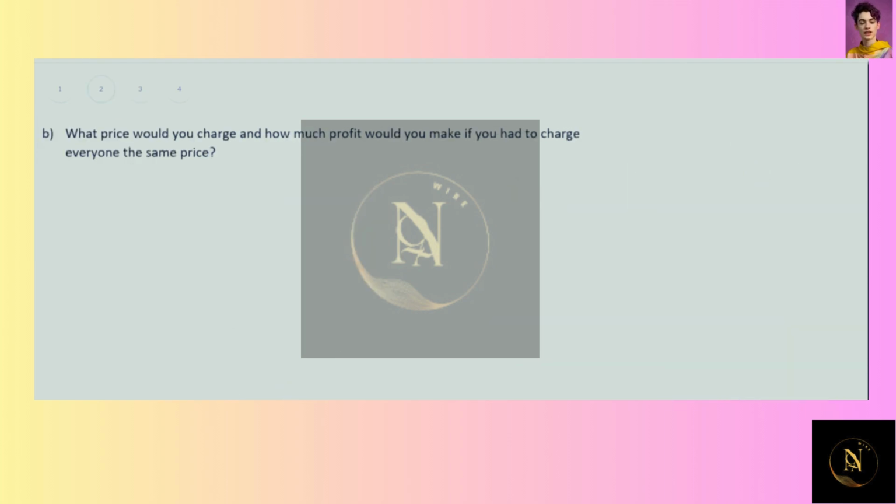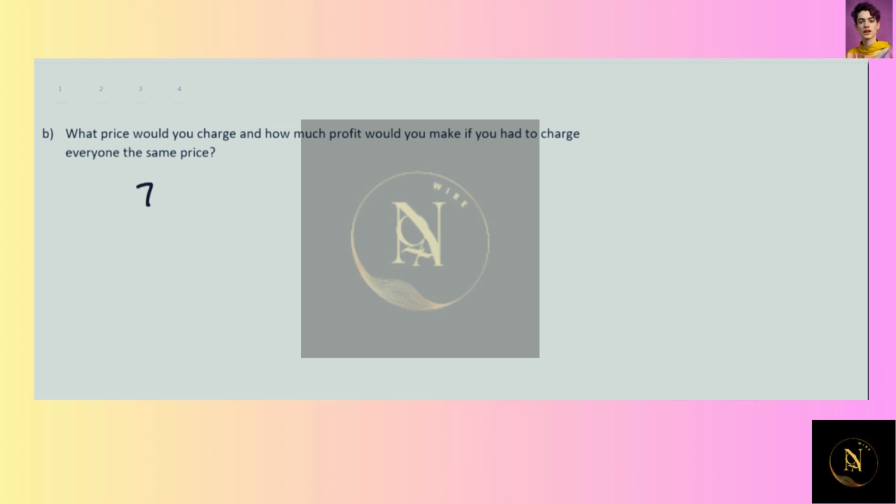For the second part of the question, we're told what price would we charge and how much profit would we make if the city council passed a law that said we have to charge everybody the same price. And so we're definitely going to make very little money if we charge adults the kids' price. And so we can see from the table in the first question that we made that we're going to maximize our profit where the adult price is $7.